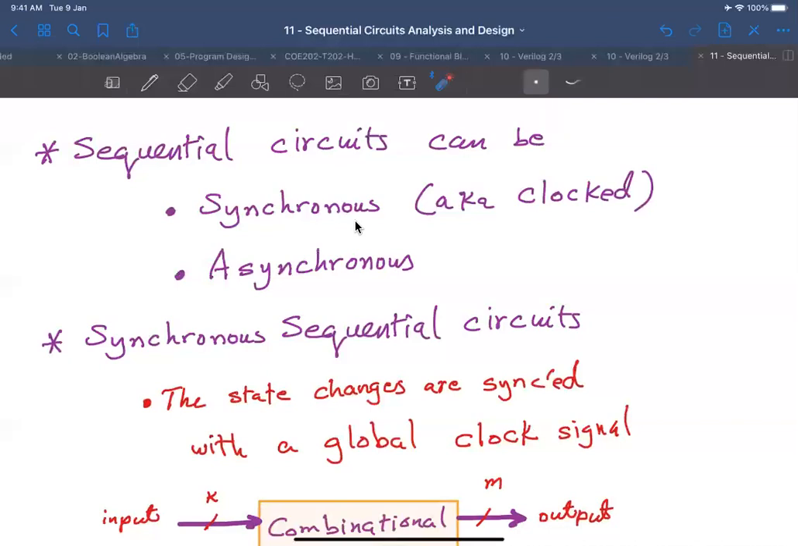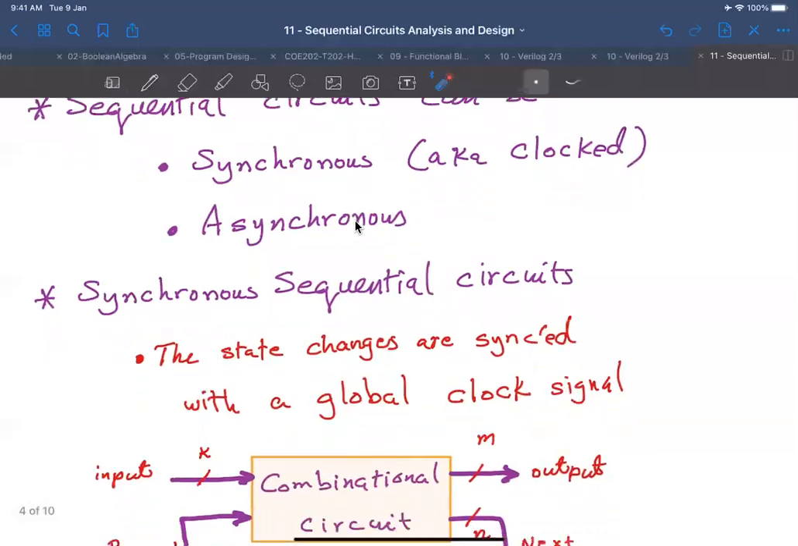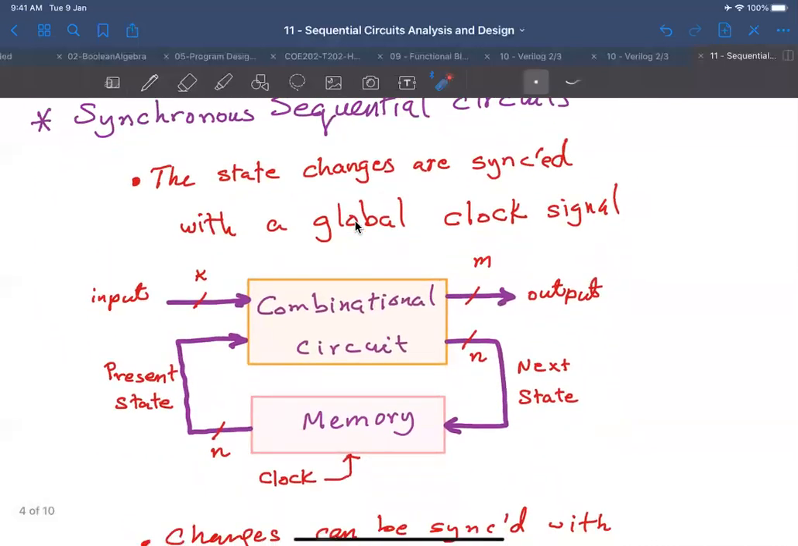the changes in the state of the circuit are synchronized with what we call a global clock signal. We have a global clock signal, and the state changes according to it. To indicate that, we have a global clock signal connected to the memory elements here. This is the exact same model, but we added the clock signal, to indicate a clocked sequential circuit.